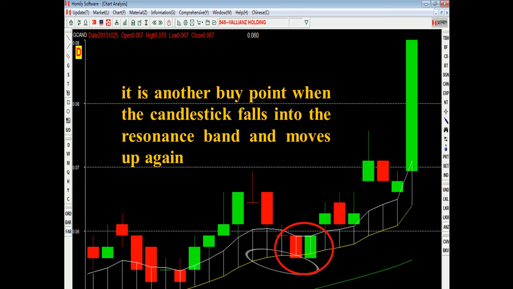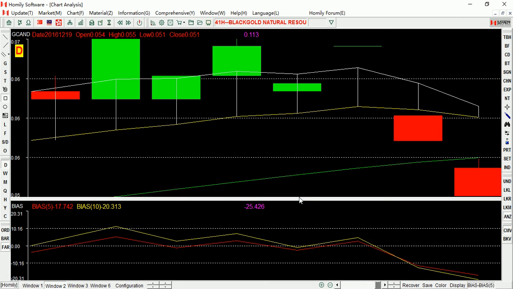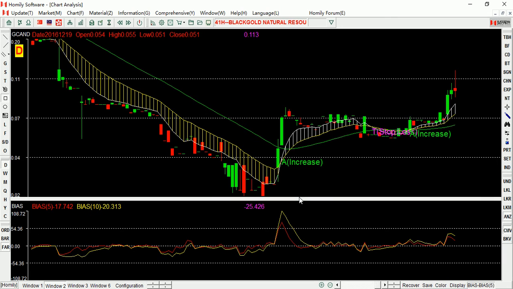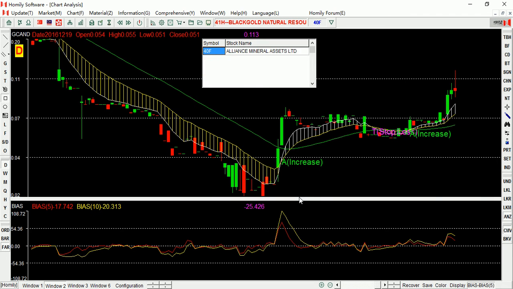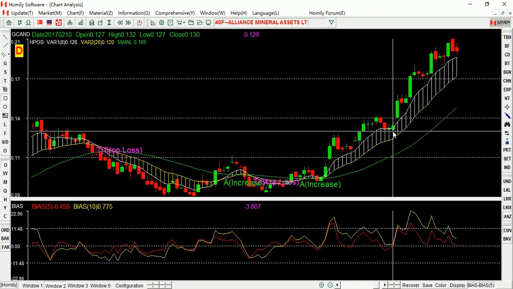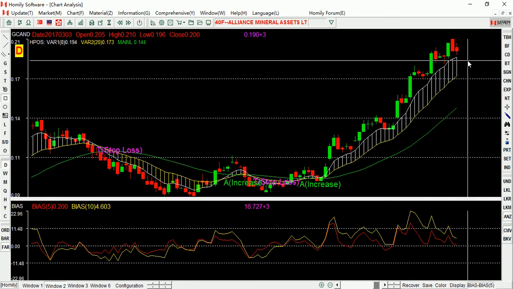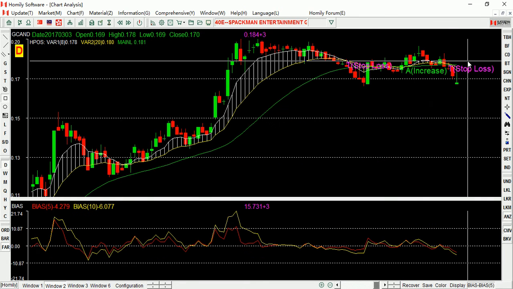So let's see some examples. Where is the next buy point? Here, we can see the price drops to the band. If the price can go up again, it is another buy point. Like this, like some stocks. Then we can see this stock. If you see the price drop to the band, then go up again, buy again. Okay, let's see this one.